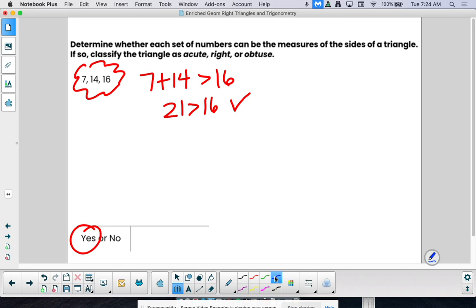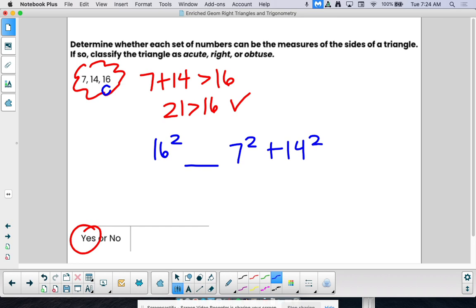Now we perform that Pythagorean theorem test. Your C squared is going to be your largest side given to you. That would be my 16. So I'm going to have 16 squared. I'm going to leave a space because I don't know what that symbol is yet. And then the order of the next two sides doesn't matter. So 7 squared plus 14 squared.